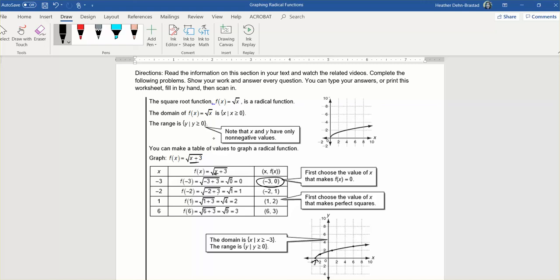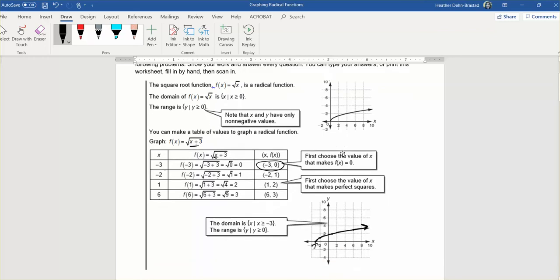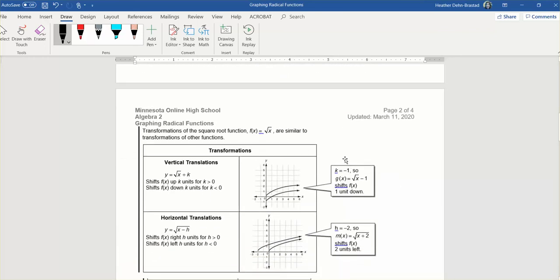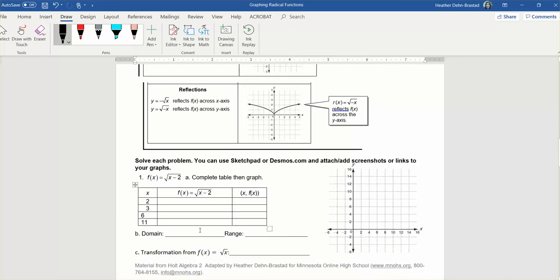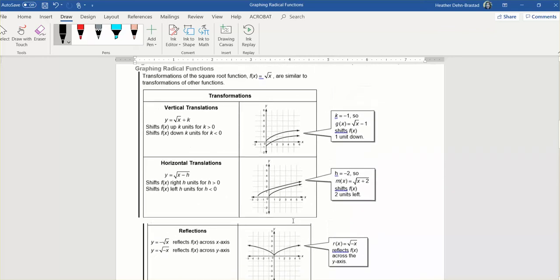And then try to pick at least one more. 6, because 6 plus 3 is 9, square root of 9 is 3. So you're kind of thinking ahead when you pick your x values. And there's the point 6, 3. And then you make a smooth curve through the points like that. Now, when you do the next couple of problems, you can graph them by hand like that. Or after you make your table, you can use Desmos or Sketchpad to make your graph and then put a screenshot here.